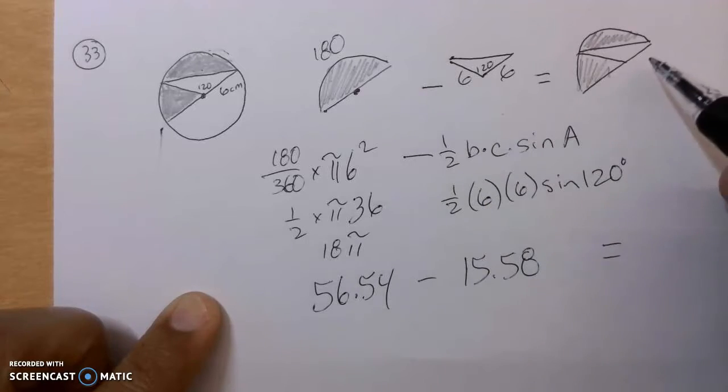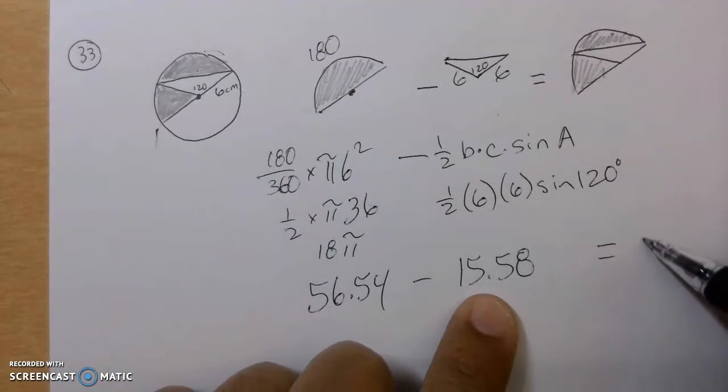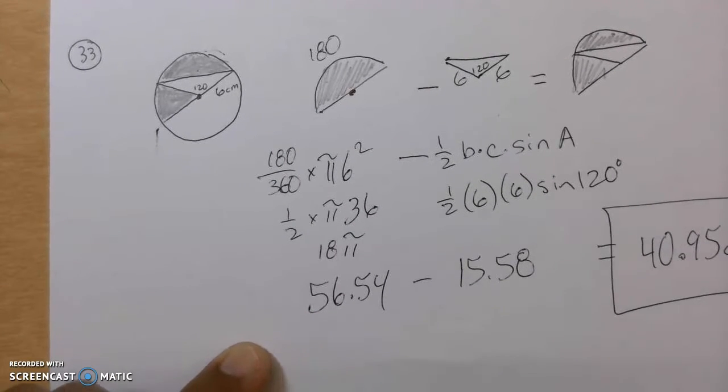You minus out the triangle. You're left with the two shaded regions. 56.54 minus 15.58 here is 40.95-ish, and this is centimeters squared. Number 33.